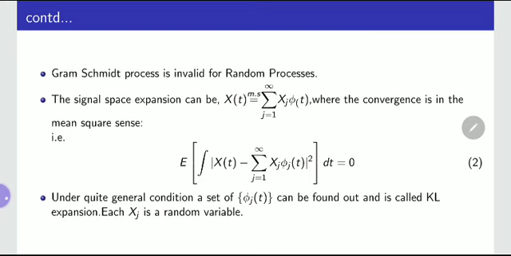So you can observe that here the random process cannot be modeled as a finite dimensional space. It is modeled as a point in an infinite dimensional space, and the convergence is in the mean square sense. So under quite general conditions, a set phi j of t can be found, and it is called the KL expansion of the random process. The details are out of scope for our syllabus. You can see that x of t can be represented as a sum of coefficients times phi j of t, and each coefficient xj is a random variable.